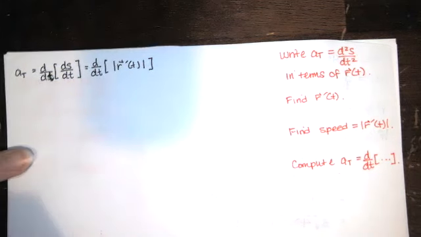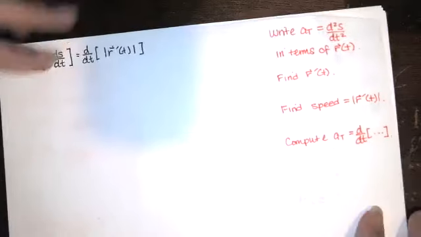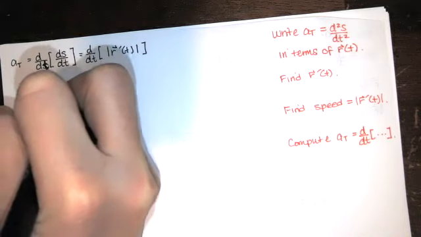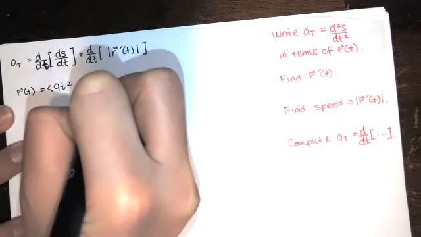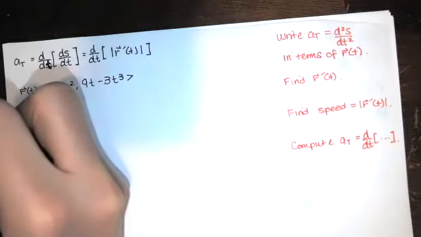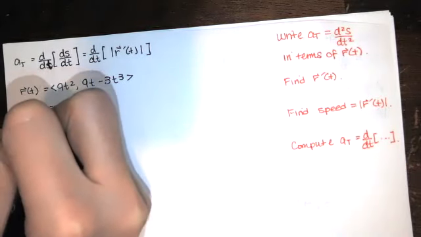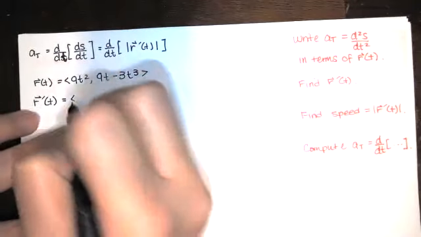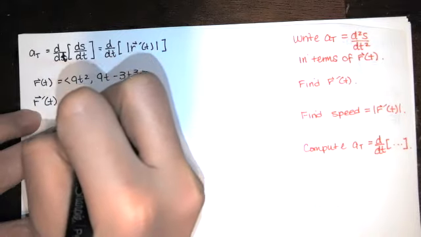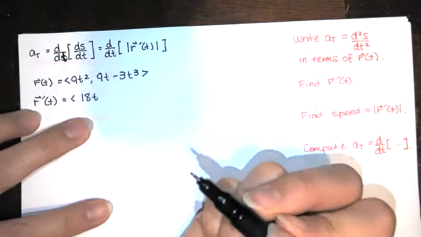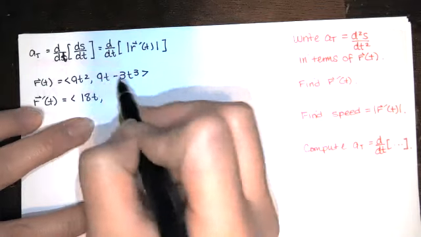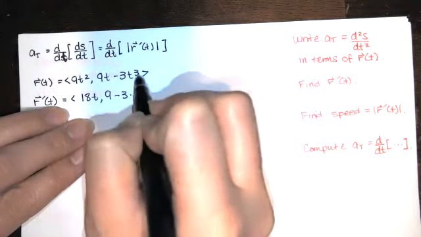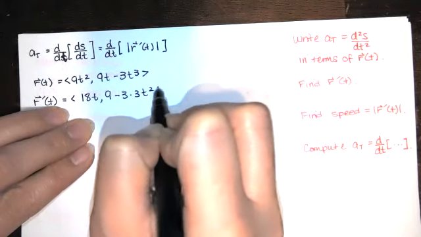Okay, so our r of t has components 9t squared and 9t minus 3t cubed. So when I compute r prime, I just compute it pretty easily by computing the derivative component by component. So we bring the power down, multiply by t to the 1 less power. The derivative of a constant times t is just the constant. Over here, you bring the constant down, then you bring the power down, you multiply by t to the 1 less power.